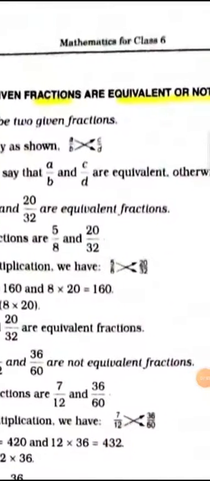To test whether two given fractions are equivalent or not, here are some rules for how you have to test. Let A upon B and C upon D be two given fractions.